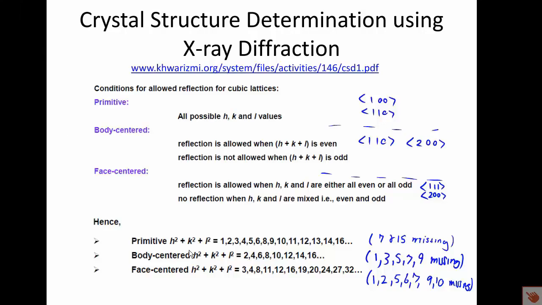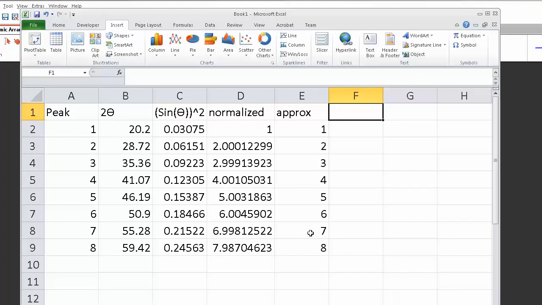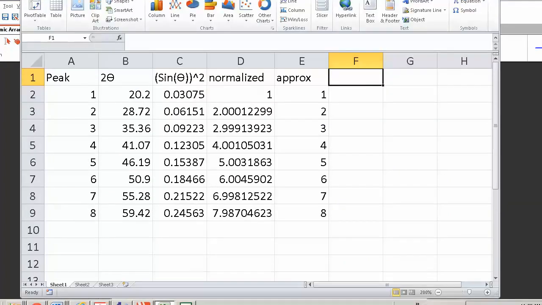So the selection rules tell us that we can have a sequence of 1, 2, 3, 4, 5, 6, but the 7 is missing for a primitive cubic cell. So the sequence we've got doesn't match because we have a 7. Let me just go back to show you that. We have a 7, so we cannot have a simple cubic structure.